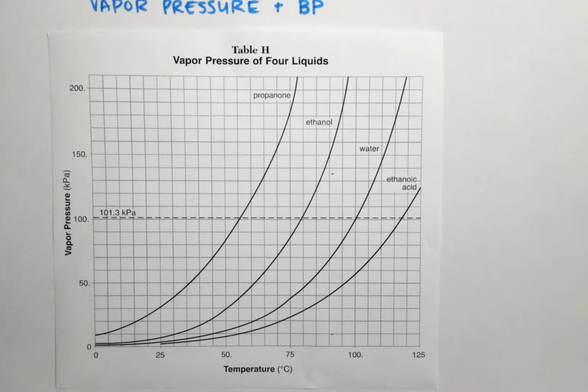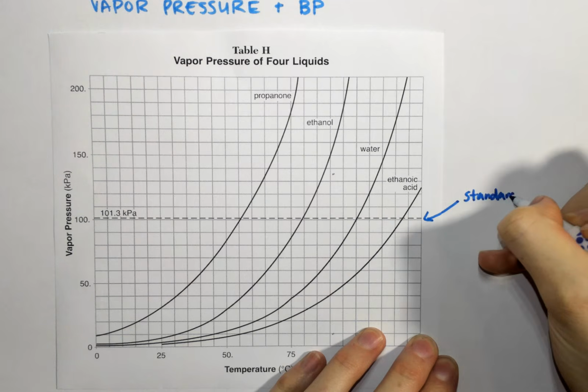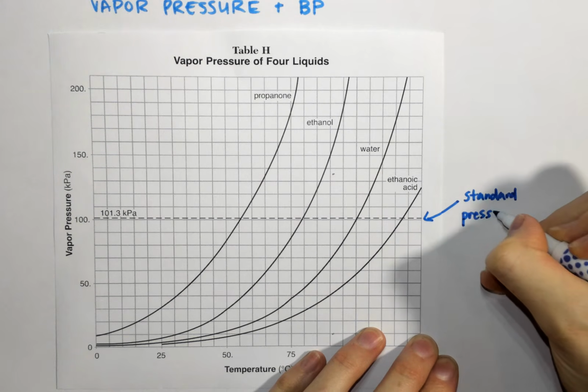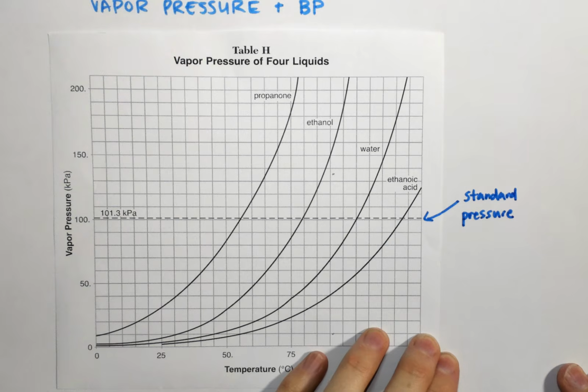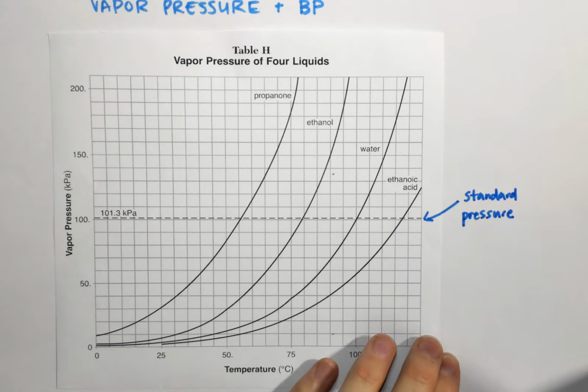The first thing that sticks out to me is this line that has been drawn right here at 101.3 kPa. If you're keen to your reference tables, you've seen this number on reference table A, and it refers to standard pressure. And the reason that this line has been drawn in right on table H is because pressure is related to boiling point. And for the most part, we're working with systems that are sitting at standard or normal pressure.